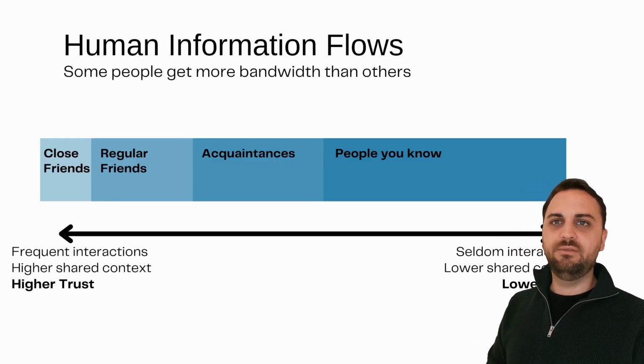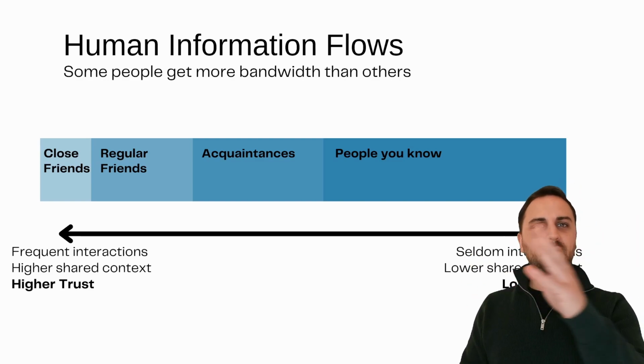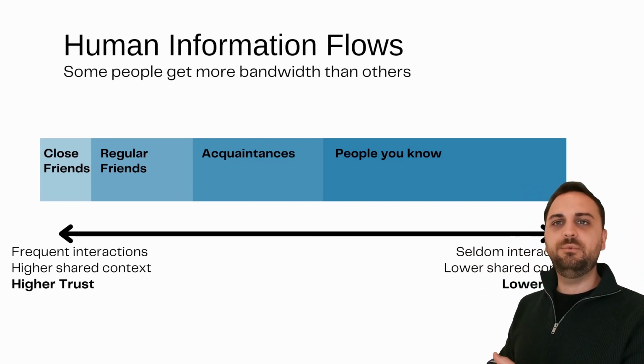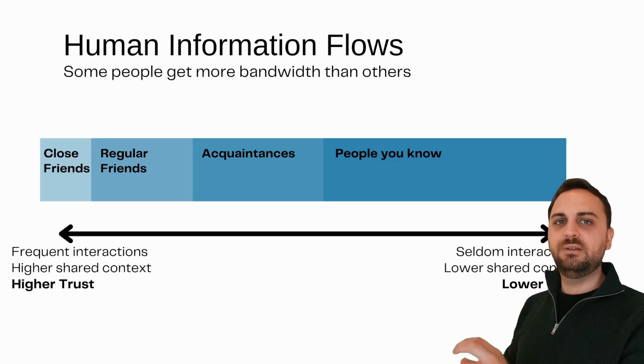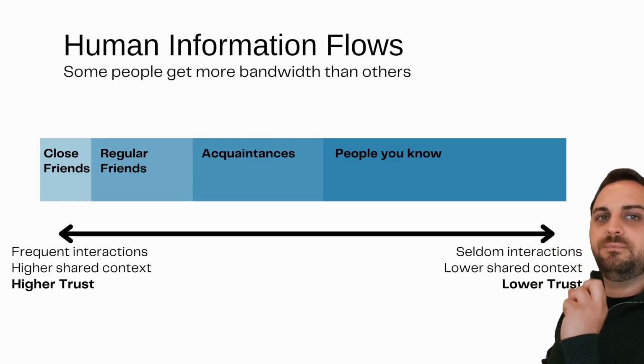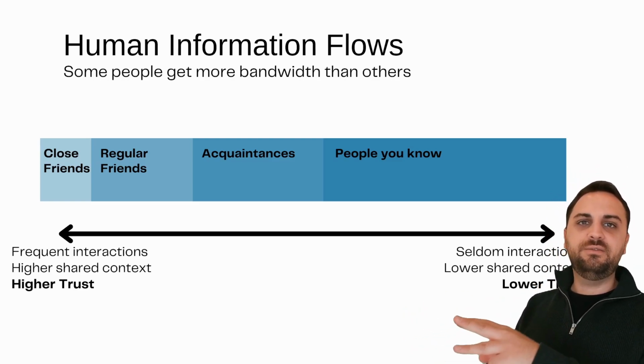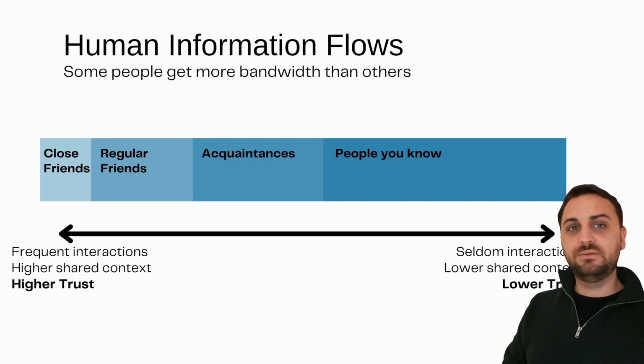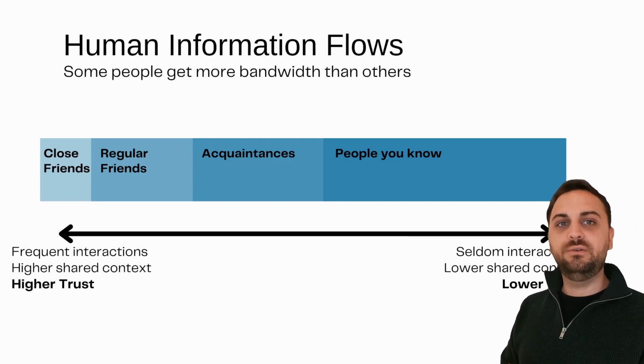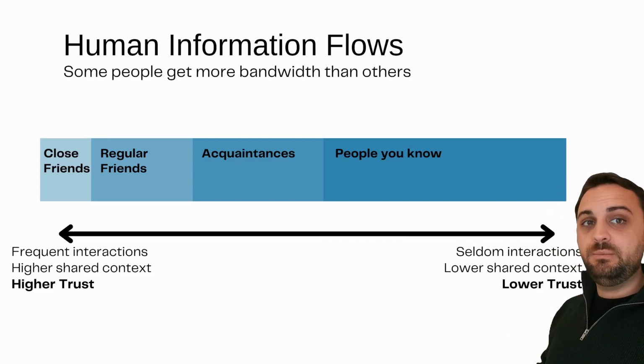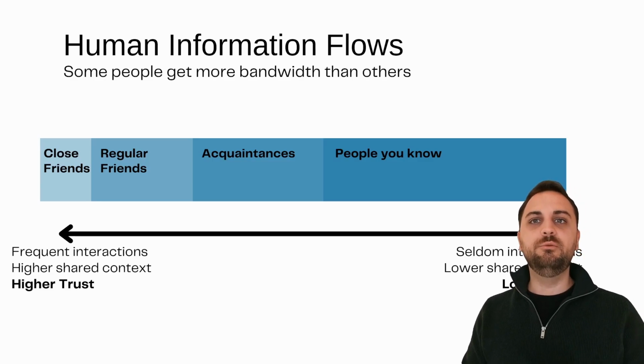So let's think about information flows and how we're working, right? We have some people we interact with very frequently, and some people we interact with very seldom. We usually have higher shared context with our friends than strangers or people you just vaguely know. You have higher trust with your closer friends than you do with just random people you know about. And there's probably a smaller group size, right?